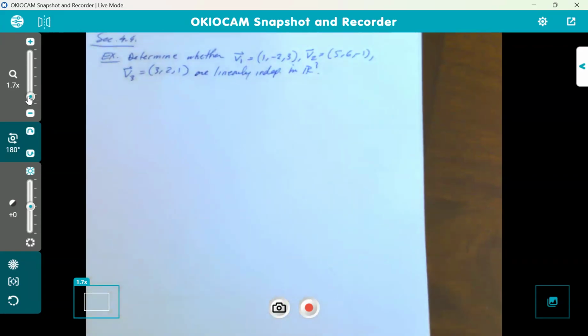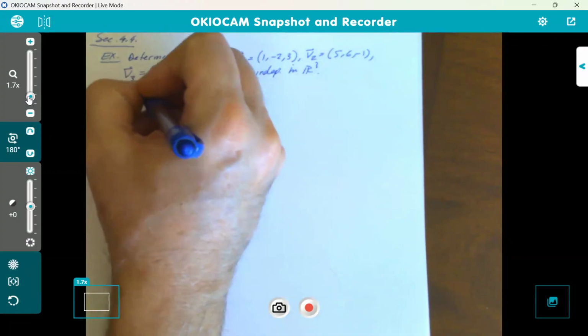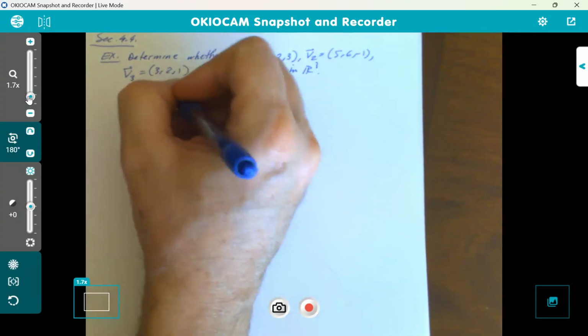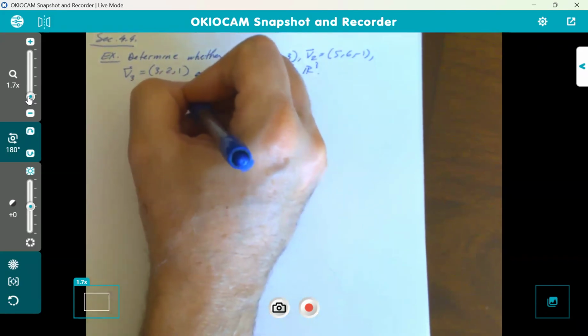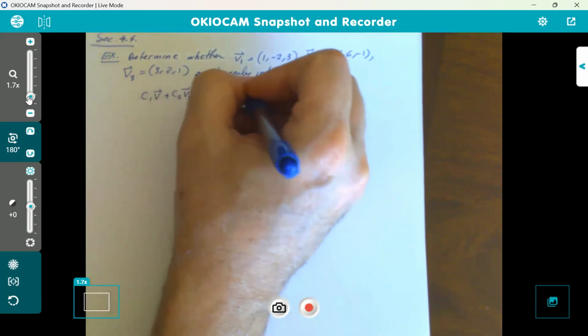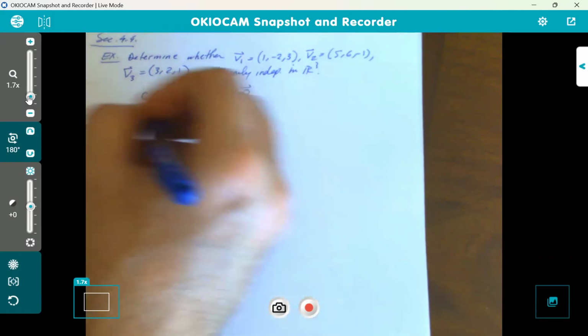So we want to know if these vectors form a set of linearly independent vectors in R3. Well, if they do, then remember the equation, scalar multiple of V1, scalar multiple of V2, and scalar multiple of V3 equals 0. That equation has only the trivial solution if they are independent. Now, let's actually do this.